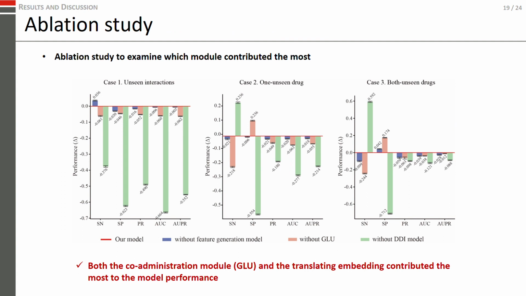Moreover, an ablation study was conducted to examine which module is essential in predicting DDIs. The baseline is the original model and the model without the feature generation model, and models without each co-administration model and score calculation model were compared. This result indicates that both the co-administration model and the embedding module contributed the most to the model performance.